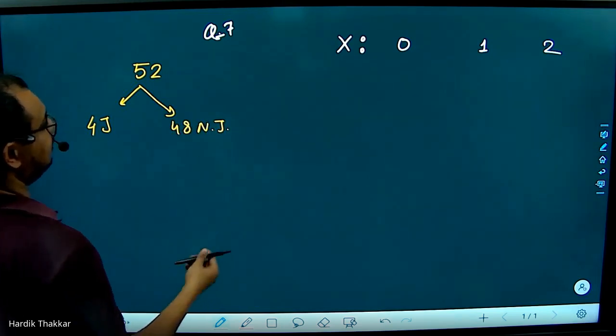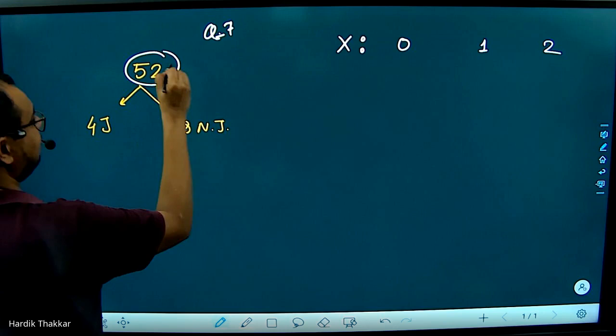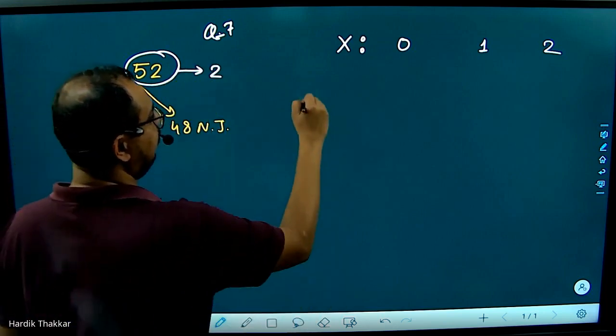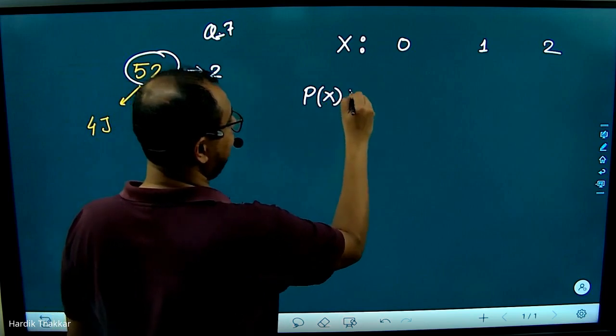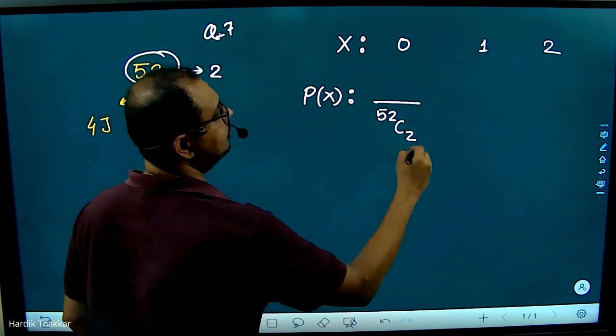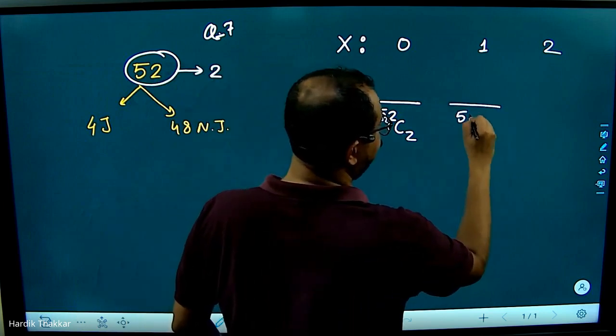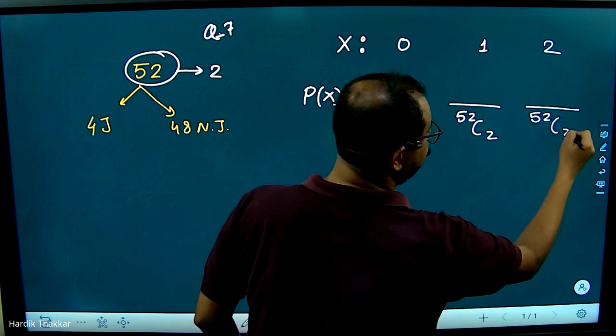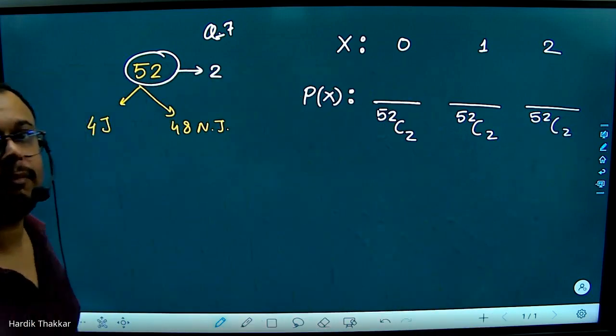First of all, we will find all possible outcomes. We are selecting 2 out of 52, so all possible outcomes will be 52C2. This part is clear. So in the denominator, we will get 52C2 in all the probabilities here. Is it clear? Yes, sir.